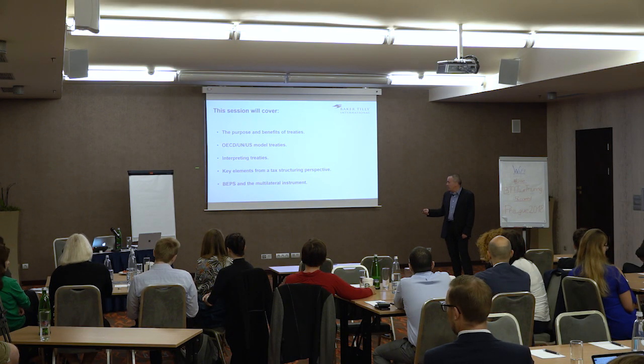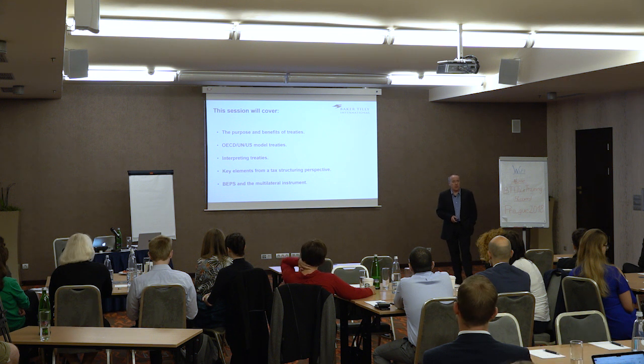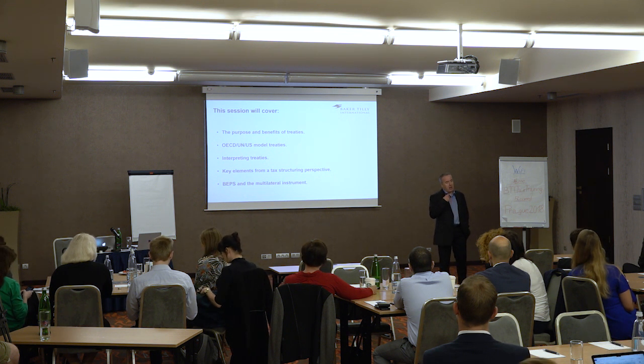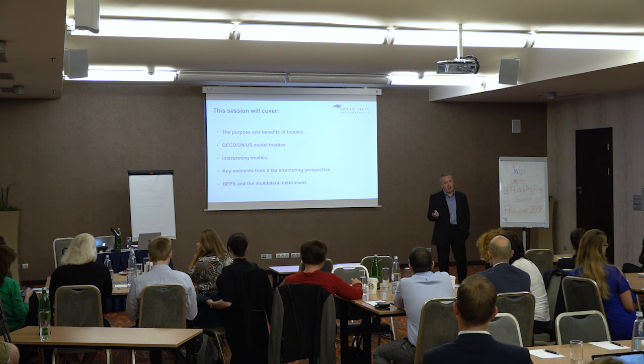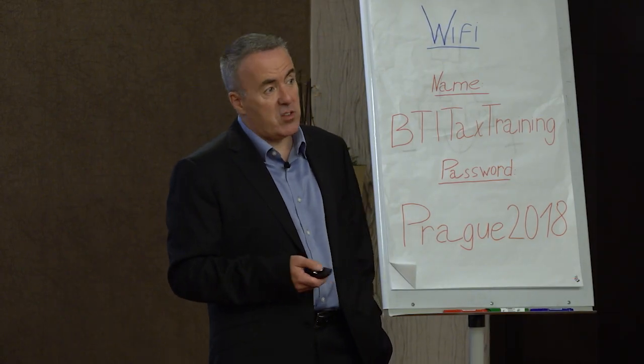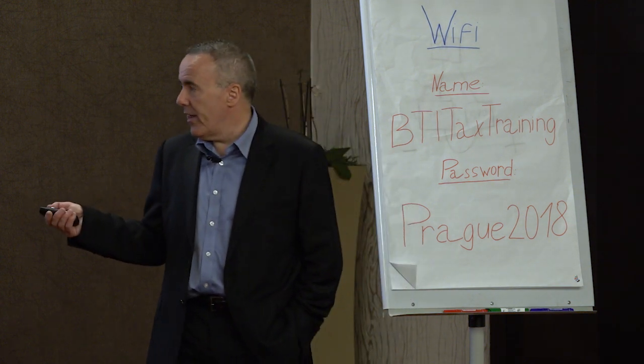I'll talk about the key elements in tax treaties from a tax structuring perspective, and I'll talk about, I mentioned this yesterday, the multilateral instrument, which is sort of a blanket addition to pretty much any tax treaty that exists. So in addition to the provisions of any particular tax treaty, you've got to consider things that may be taken to be added in to those tax treaties by virtue of the multilateral instrument. So we'll talk about all of that as we go through.